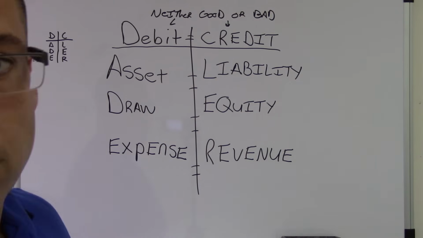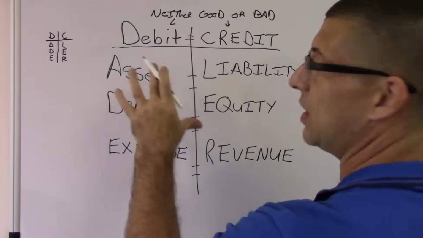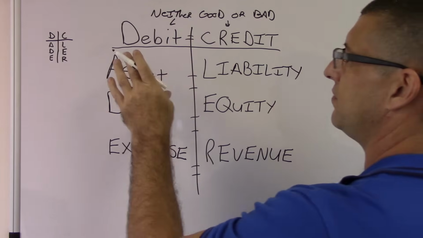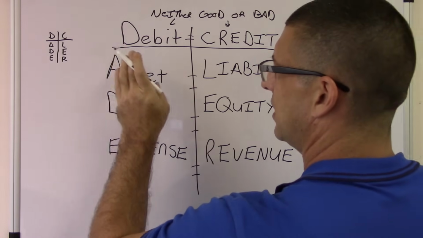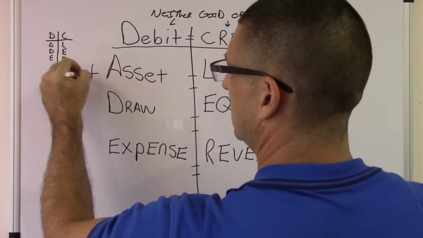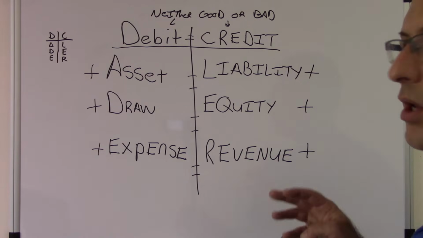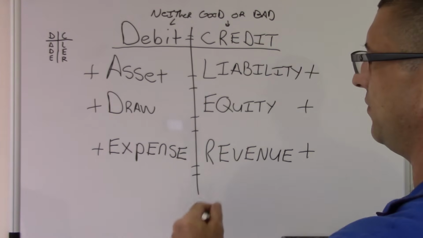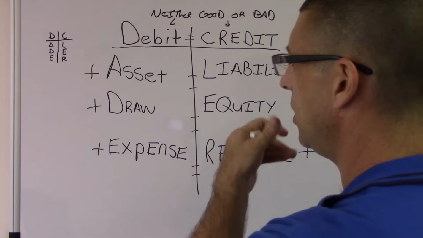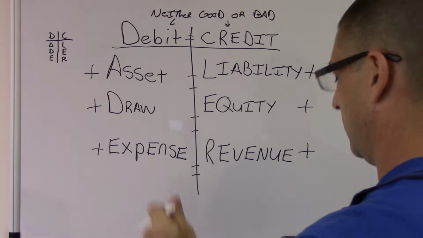Okay? Now, these are positive sides. So, if you have a positive asset, if you have money coming in, that's a debit. If you have a negative asset, it's a credit. So these are all positive sides. You'll see where that comes in later, because you can have an asset leaving. If there's money leaving, it'll be a credit. But anyways, these are positive sides. DC, AID, LUR. All right.